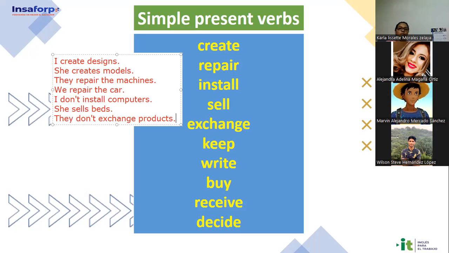Affirmative, negative, and also in question. In this case, we're using only affirmative and negative, right? So let me see. Can you give me one example? Wilson, can you give me one example using affirmative in simple present, please? You can have all of these verbs. Look, Wilson. Keep, write, buy, receive, decide, right? So give me an example, please.